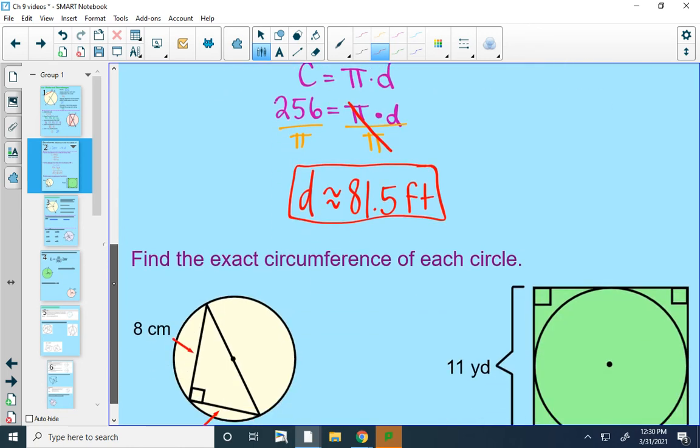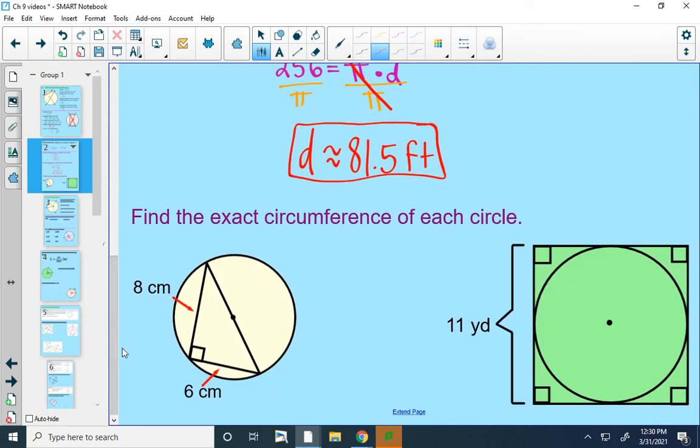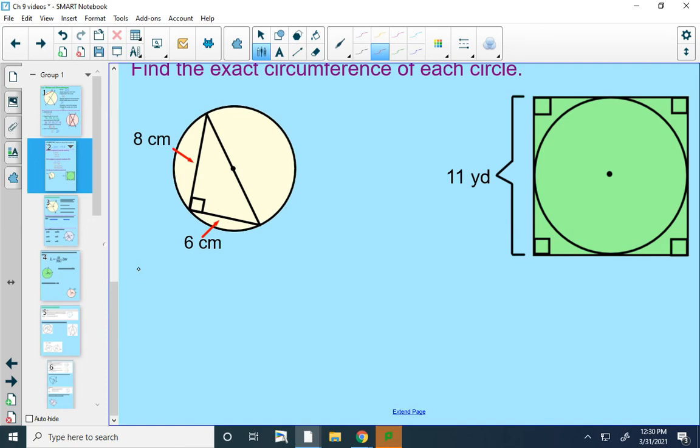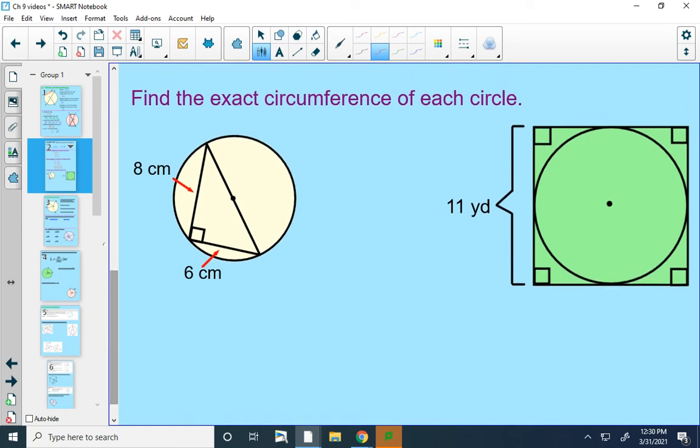In the next two, I want to find the exact circumference of each circle. So that word exact tells me if there's a pi in the answer, I'll just leave pi in the answer. All right, so in order to find the circumference of this yellow circle on the left, I need to know either the diameter or the radius. Let's start by finding the diameter. Well, I notice that that's actually the side of a right triangle where I know two legs, so I'm going to use the Pythagorean theorem.